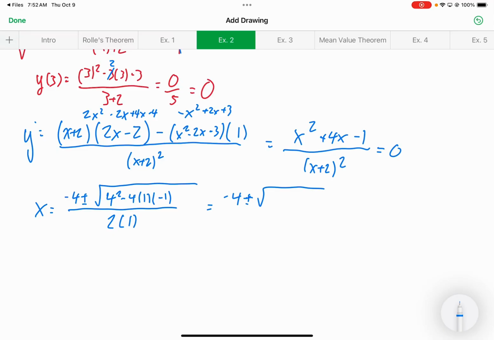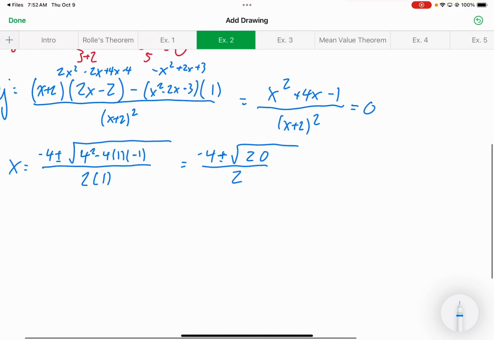All right, so 16 plus 4 is going to give us 20. That's not bad, we can deal with that, over 2. Okay, so how can I break down 20? 4 times 5, so 2 times the square root of 5. And then I can divide everything by 2. So then that would give me negative 2 plus or minus the square root of 5. All right, so those are my 2 roots.